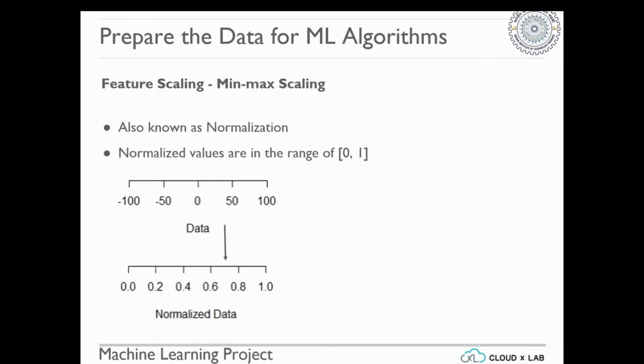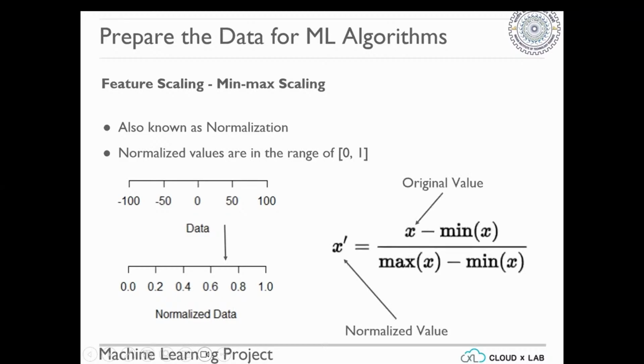Okay. Min-max scaling is also called normalization, and here we normalize values in such a way that after normalization we will have values from 0 to 1. So let's say this is the actual data that we have, and after doing min-max scaling, this is the normalized data, and as you can see, it is in the range of 0 to 1, right?